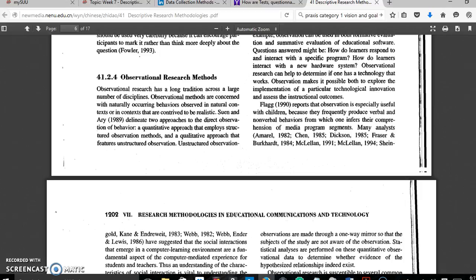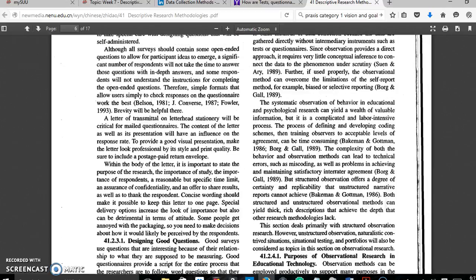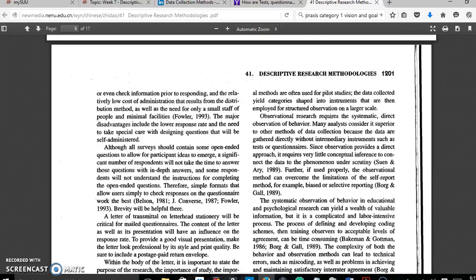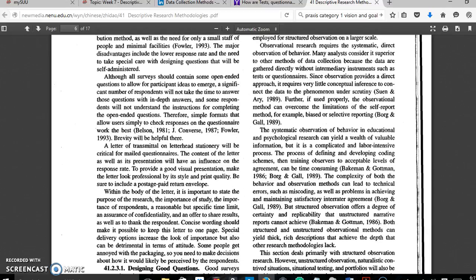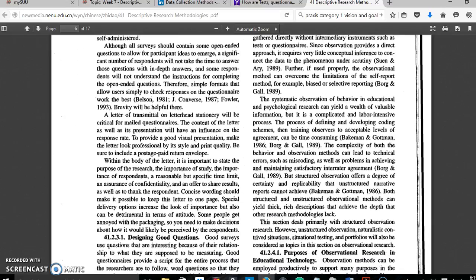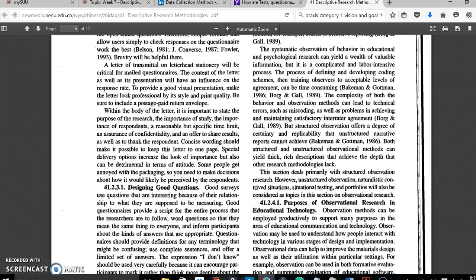What it said was that the unstructured approach would be more like a pilot study, and it would help shape your structured observation later on. So I talked about systematic observations of behavior.